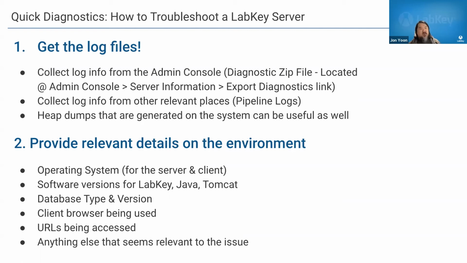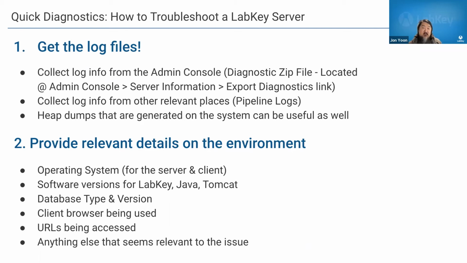Pipeline logs will show specifics about what is happening with the import or the loading of information. So sometimes if errors come up, they'll appear there, and sometimes they'll also appear in the labkey.log file as well, but it's helpful to have that information. There's no such thing as too much information when it comes to troubleshooting, or that's my take on it anyway. Additionally, heap dumps can also be helpful.